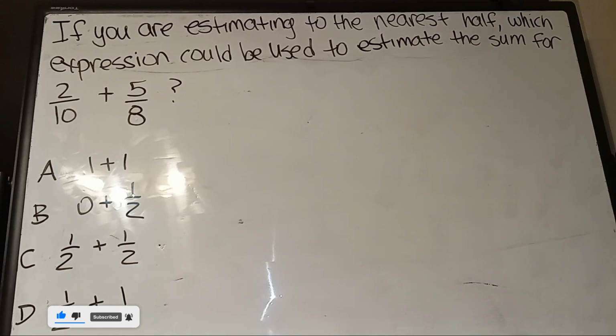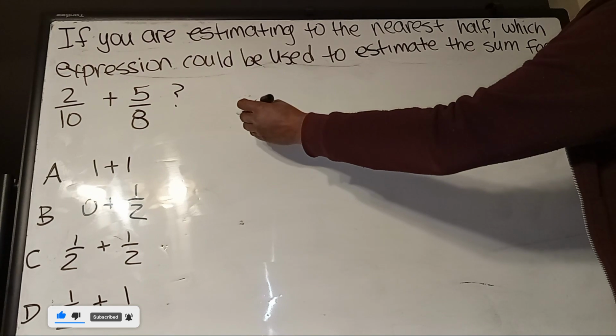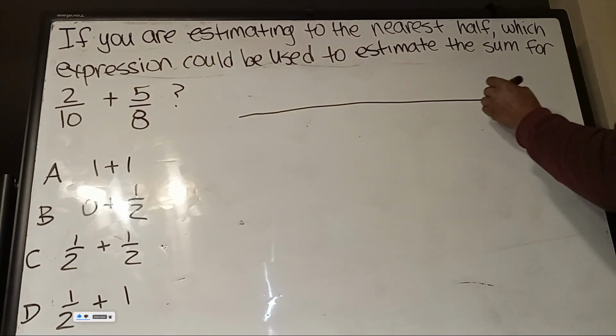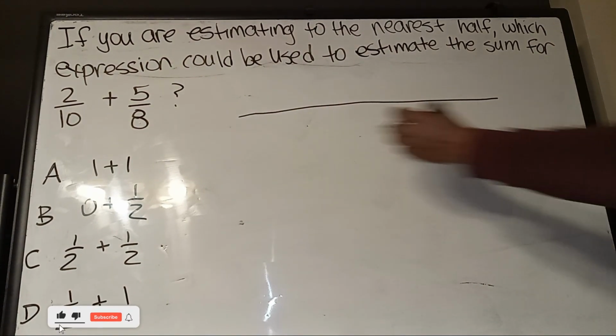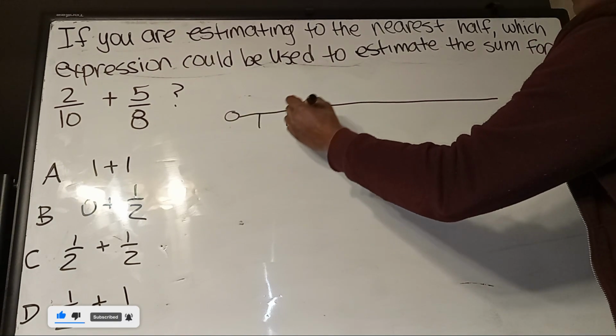All right, so we are going to figure out which one it would be. And how would we do that? By making our number line and actually solving the problem. The first one we're going to do is 2 over 10. We're going to draw our number line. And how many times are we cutting it up? 10. Exactly.